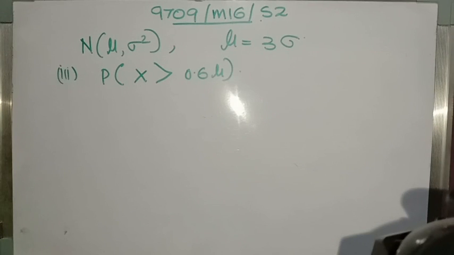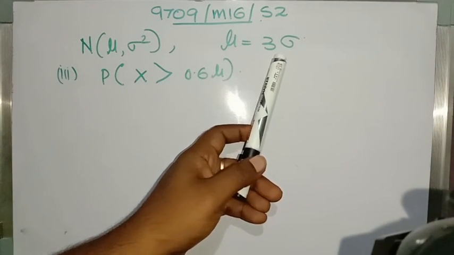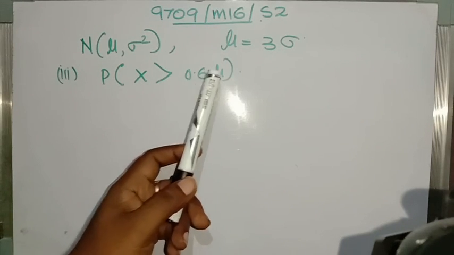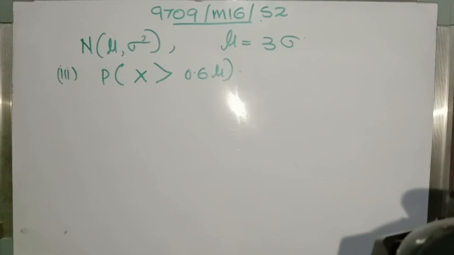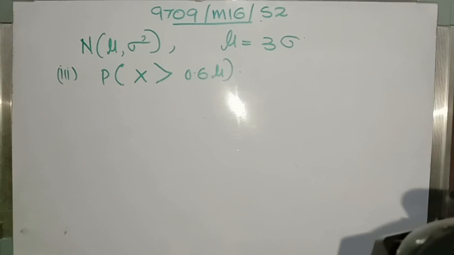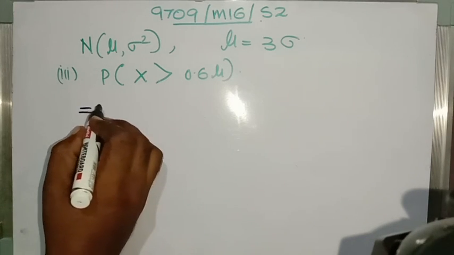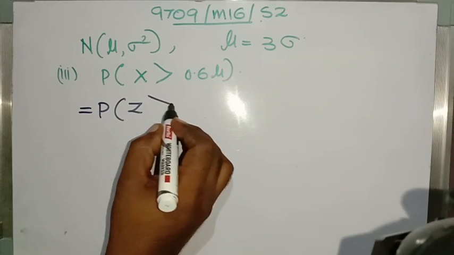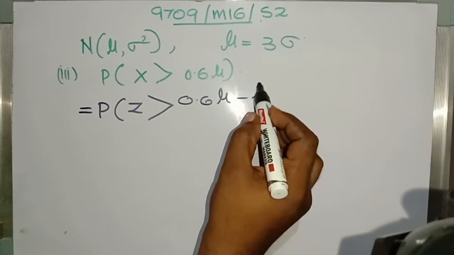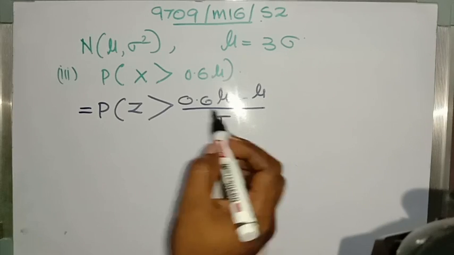As per this question, given that mu is 3 sigma and probability of x is greater than 0.6 mu, we need to calculate mu and sigma square. Okay, so what can we do in this case? Probability of x greater than 0.6 mu can be written as probability of z greater than (0.6 mu minus mu) divided by sigma.